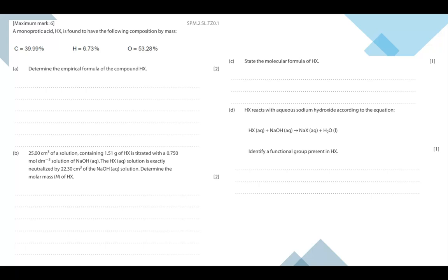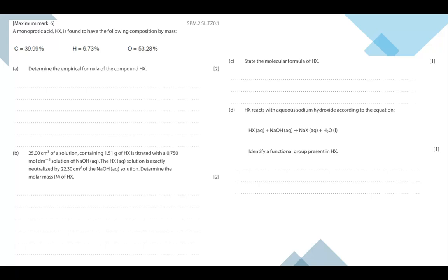A monoprotic acid, HX, is found to have the following composition by mass: 39.99% carbon, 6.73% hydrogen, and 53.28% oxygen. Determine the empirical formula of the compound.